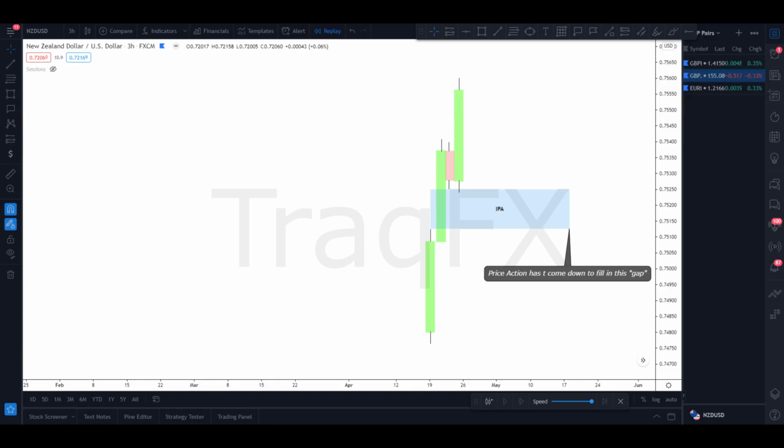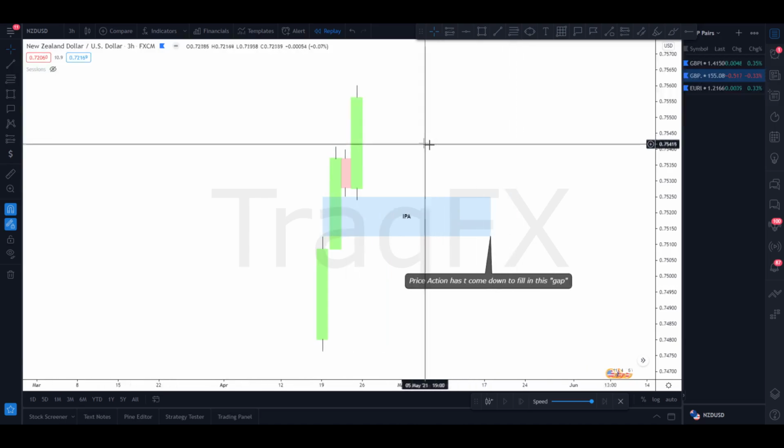This is going to be the first lesson in stage B, which is IPA, also known as imbalance or insufficient price action. So let's get straight into this. I don't want to talk too much. Let's keep this short and as effective as possible.